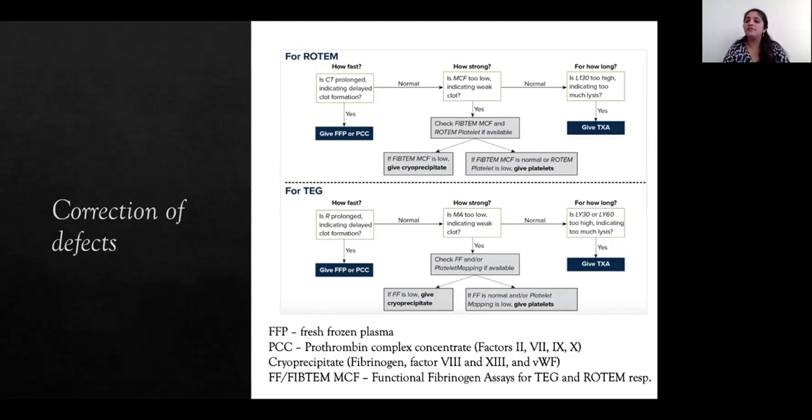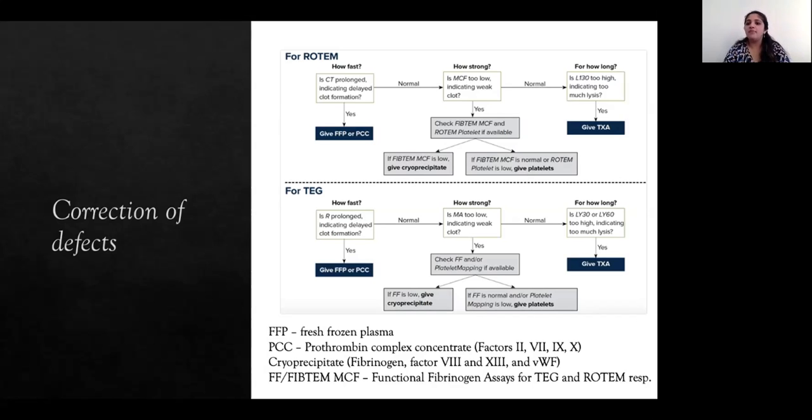You can give either fresh frozen plasma, which is basically your plasma and has everything that your plasma contains, but it's a large volume. Or you can give prothrombin complex concentrate. This is a new thing that's coming up. It is way less volume, but we don't know how it affects; we still need more studies for that. So that is how a prolonged R can be treated. Now, if R is normal, what do you do?